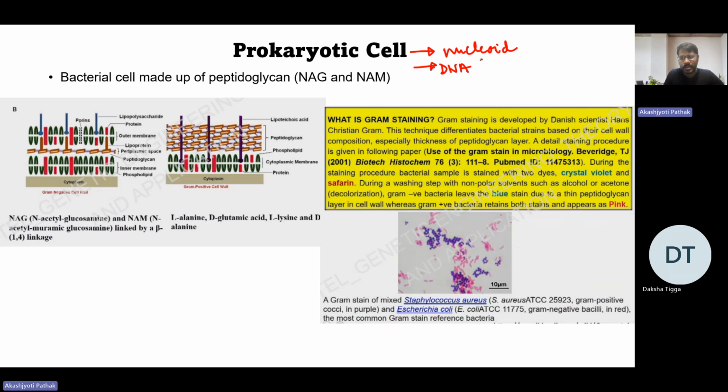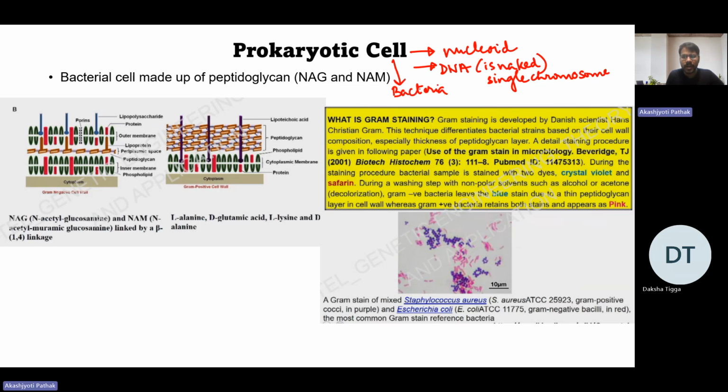The DNA is naked, isn't it? It is not wrapped around by histone proteins. Okay, it is naked and it is a single DNA, made of a single chromosome. Okay, single chromosome constitutes the DNA, and the DNA is freely present within the cytosol. It is not bound by a nuclear membrane. Okay, so there is no compartmentalization. So in prokaryotic cell, we learned about two types of prokaryotic cell. Mainly, the best example of a prokaryotic cell is that of a bacteria.